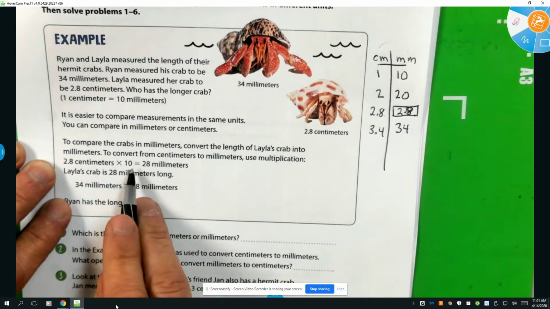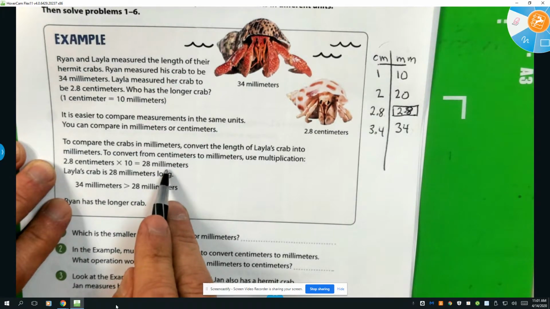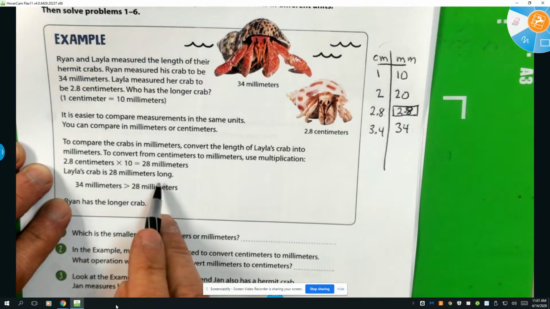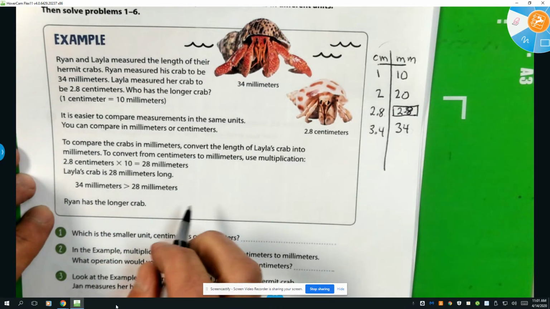And then to convert centimeters to millimeters, use multiplication. 2.8 times 10 is 28. All right, Layla's crab is 28 millimeters long. 34 millimeters is greater than 28 millimeters.